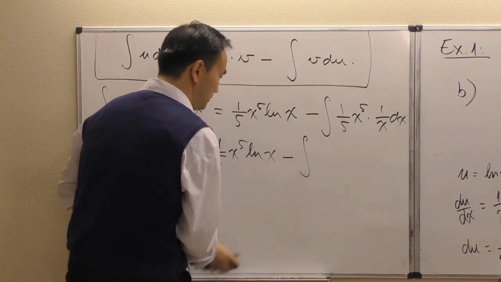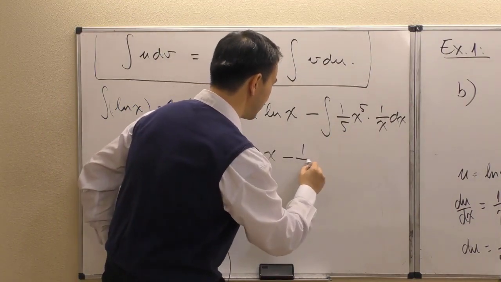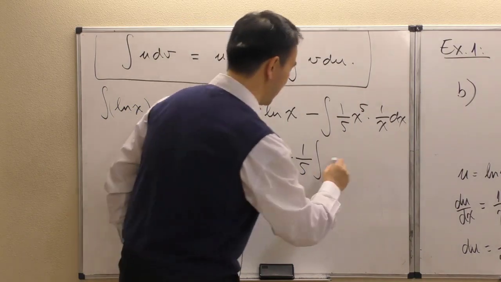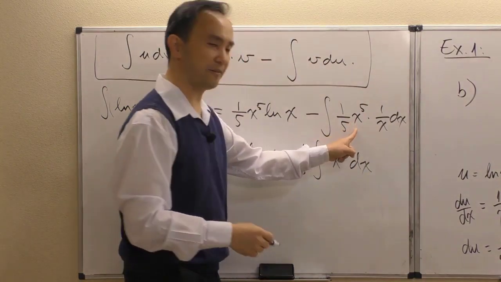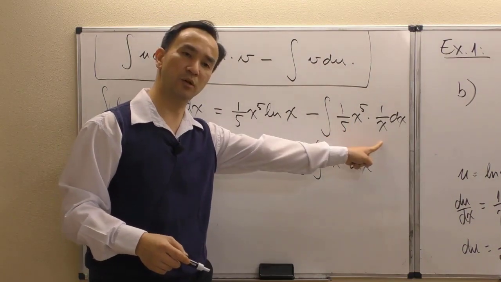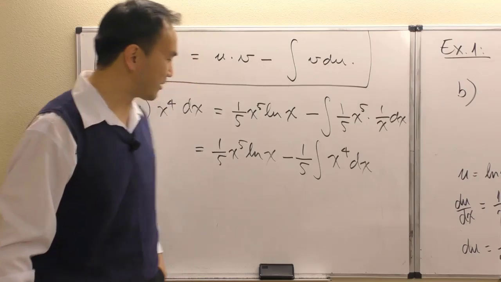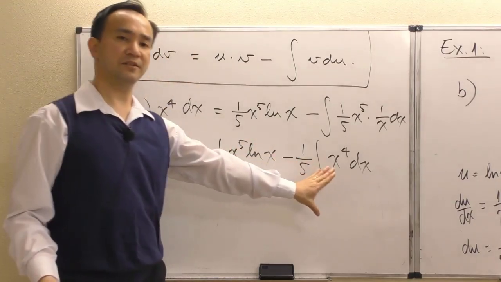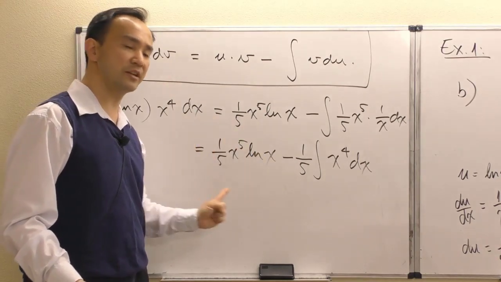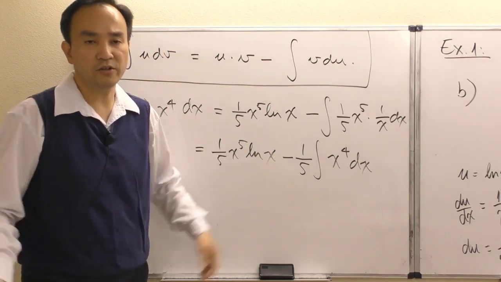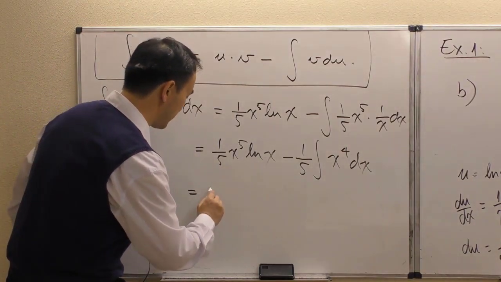You can now legally bring that 1/5 in front and take that as an x to the 4th dx, due to the fact that the x to the 5th here cancels with that other x in our 1/x fraction. Okay, and so now this is a very simple integral to take right here. And the first term outside of the integral, we don't need to do any further work for that.